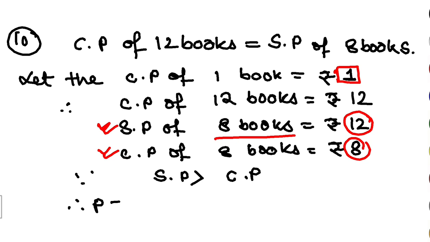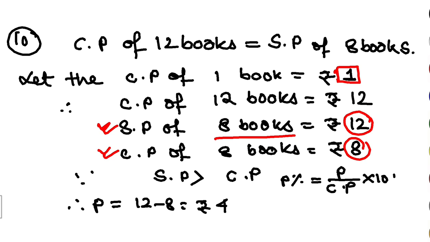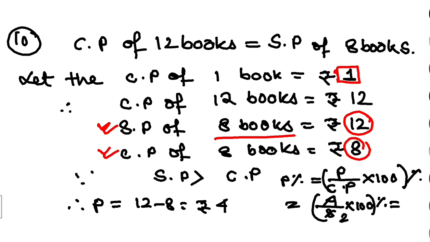How much is the profit? 12 minus 8, that is rupees 4. 4 rupees profit. Now you have to find profit percentage. Profit percentage is profit by CP into 100 percent. So my profit is 4, my CP is 8, into 100%. So this shall give us, final calculation, 50%. So basically there is a profit of 50%.